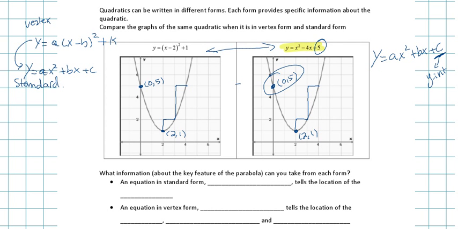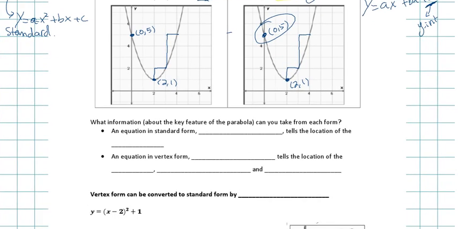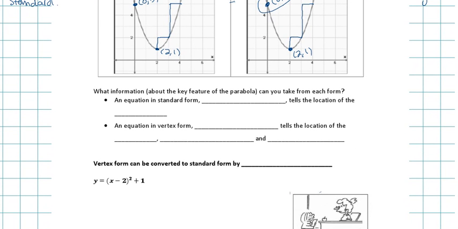Now, are you guys okay with this? Are you okay with the big picture? Okay? We haven't converted yet. I'm just showing you that this and this are exactly the same thing. Okay? How to get to it, that's what we're going to do next. Now, what key feature of the parabola can you take from each form? So the equation in standard form, can you guys repeat the standard form for me? y equal to ax squared plus bx plus c.